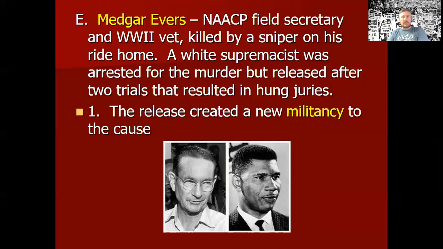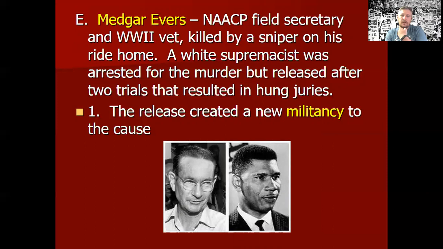The man was arrested later on. He was tried twice by juries, and both resulted in hung juries. Even if you have one person on the jury who says, hey, you didn't do it, you have to have unanimous consent for murder trials.